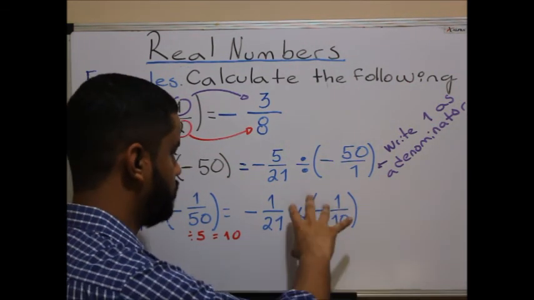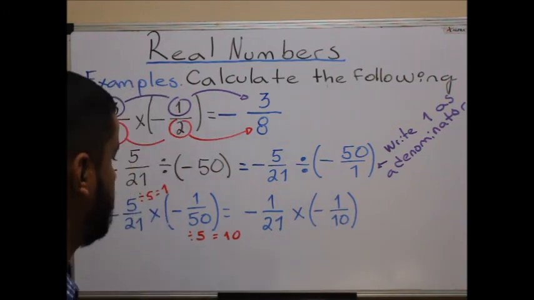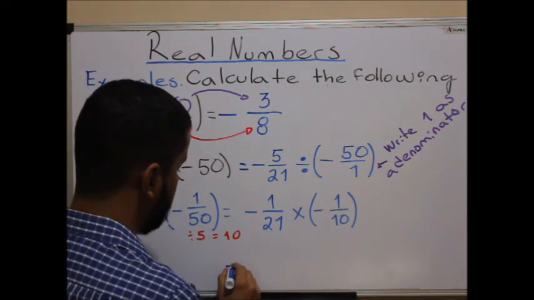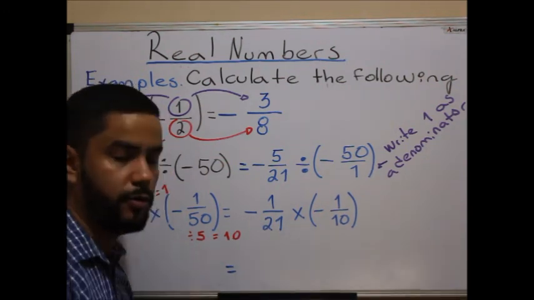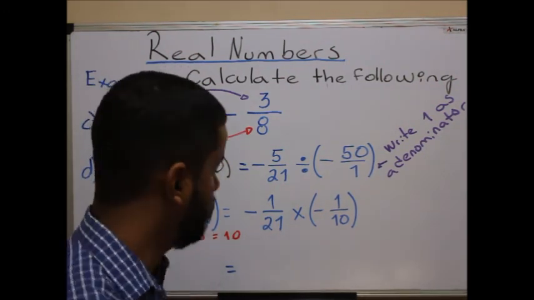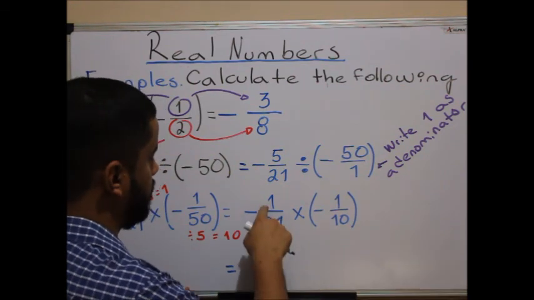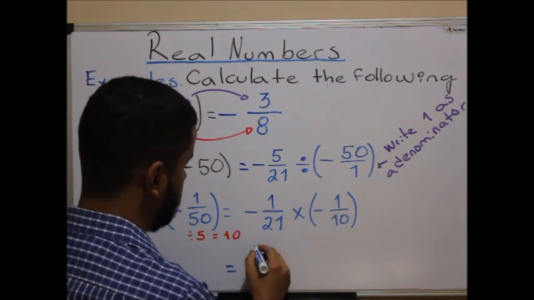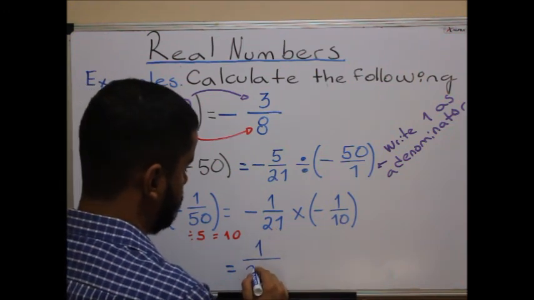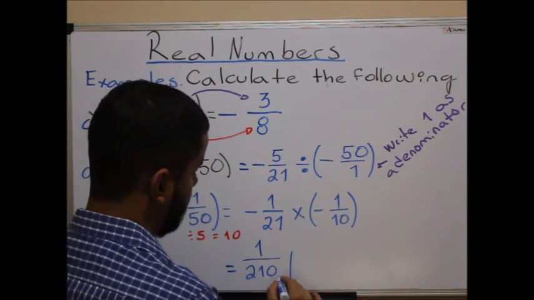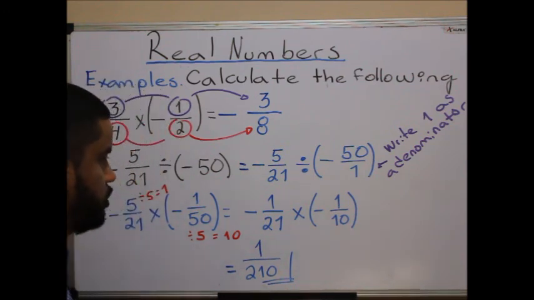So what we're going to do there, we're going to solve the product. A multiplication of equal signs will be positive, so our solution will be positive. Now we say 1 times 1 is equal to 1, and then 21 times 10 is equal to 210. And that is our solution.